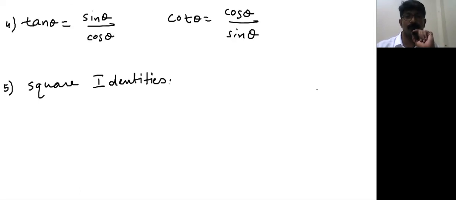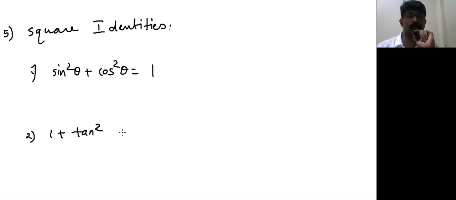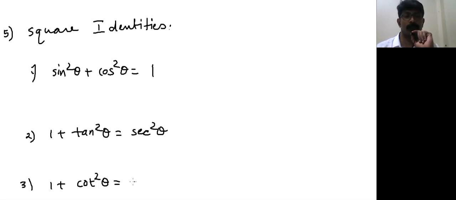So there are only 3 square identities. One would be sine square theta plus cos square theta is equal to 1. Second one would be 1 plus tan square theta is sec square theta. And the last one would be 1 plus cot square theta can be written as cosec square theta. Now these are very simple to prove, guys. You can just simply write it down.